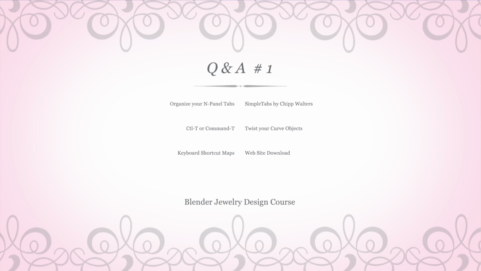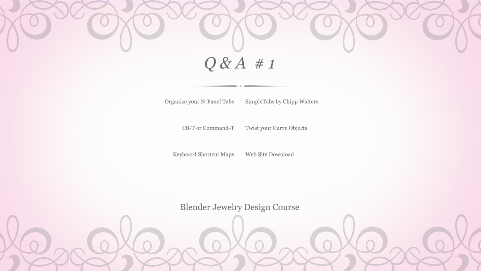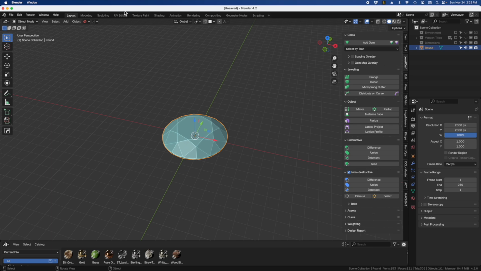First is, how do I get the Booltron tools to appear in my Jewelcraft tab? It doesn't come default like that. There's no way to really put it there. However, you have a couple options, and I'm going to show you those options. But I use a free add-on for Blender called Simpletabs. And Simpletabs allows you to move whatever tab you have here in the end panel to another.